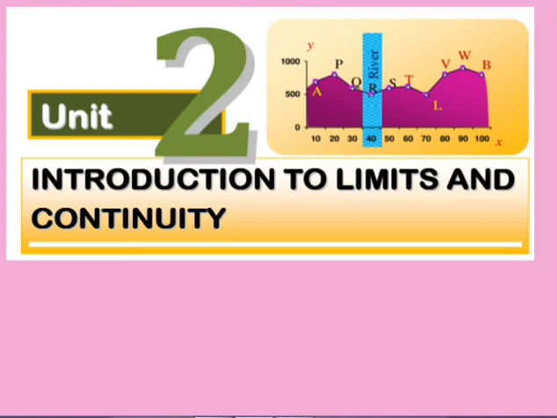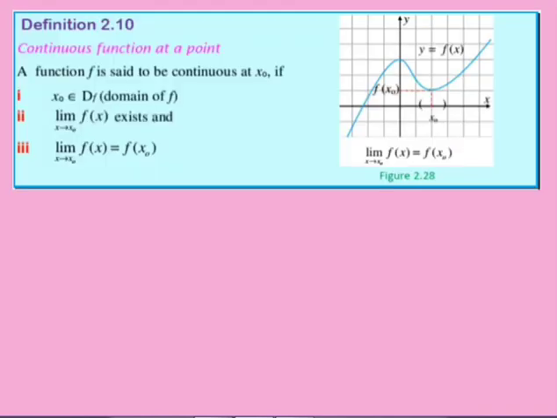Before I proceed to the problem solving, I have to tell you some definitions and conditions for the continuity of a function at a point. A continuous function at a point is defined in this way. A function f is said to be continuous at some point x0 if it satisfies these three conditions. One, this x0 should be a member of the domain. It should be an element of the domain of the function.